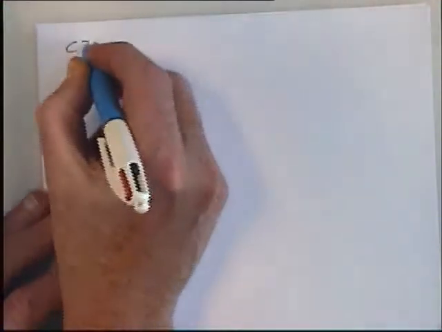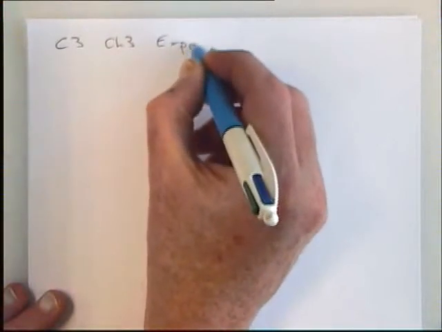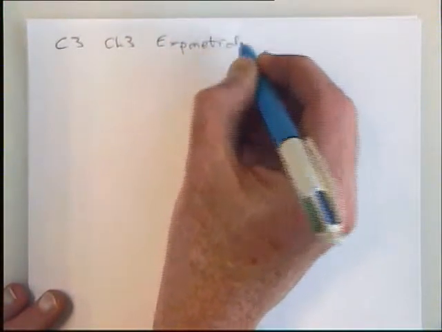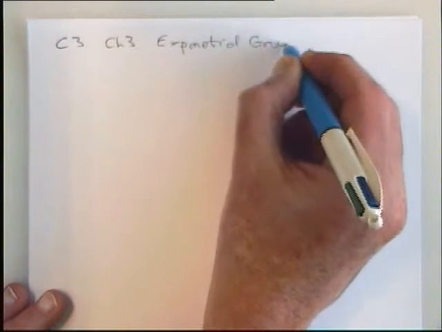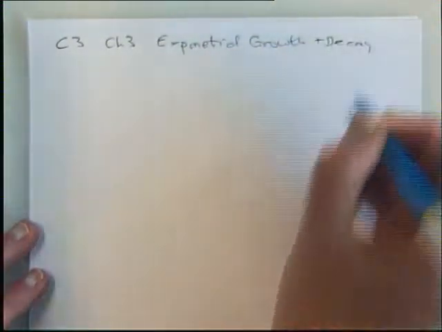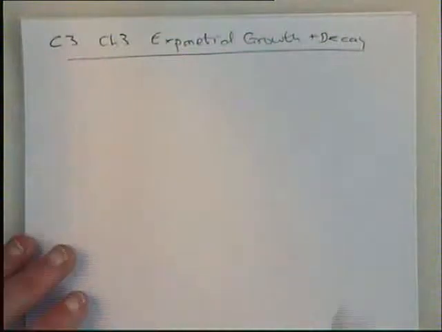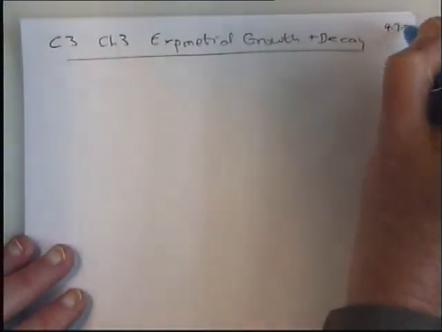Okay, so this morning's lesson we're starting C3 chapter 3 and it's called Exponential Growth and Decay. Some of this is new stuff and some of this is stuff you've actually seen before, even though it may not have had this title. So if you want to put the title down, C3 chapter 3 Exponential Growth and Decay. Yeah, it's the 4th of the 7th, 13.